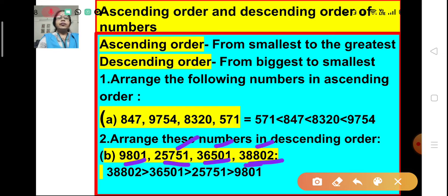This one, 38,802, and then the next one is 36,501, and the next one in the descending order is 25,751, and the smallest number is 9,801.